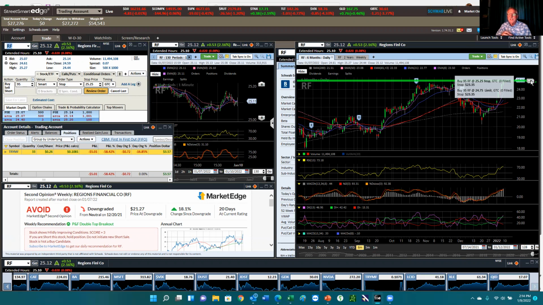You just cancel it or you change it into a stop. And it becomes your new scale in trade. It becomes the second trade, and you move your stop up. And you can use the spreadsheet to figure that out.